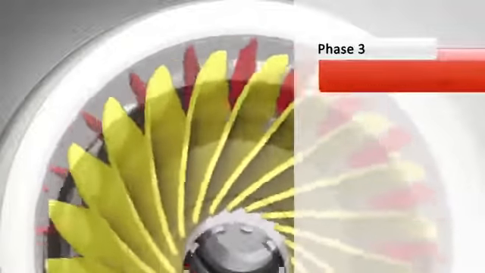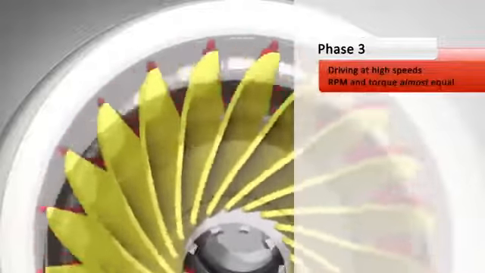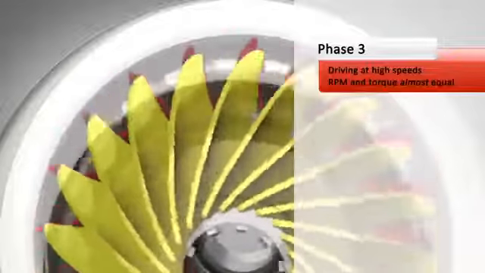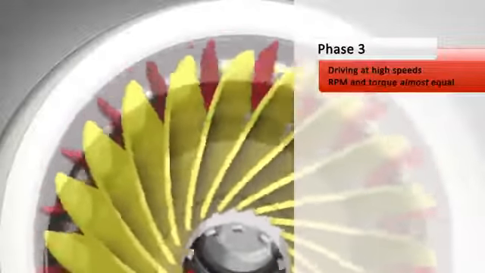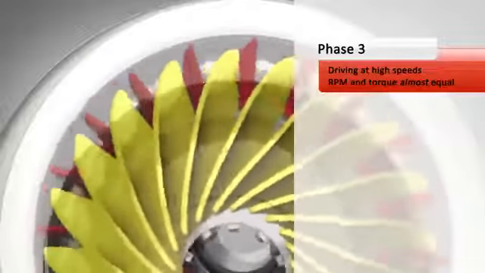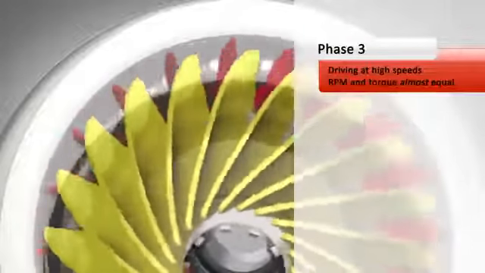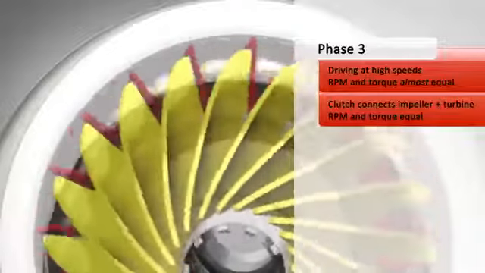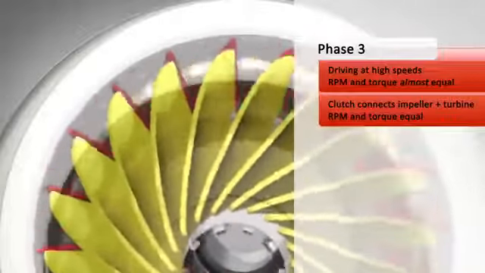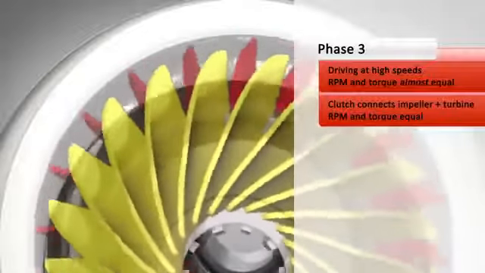The third phase is called coupling. The vehicle moves fast. The turbine has reached approximately 90% of the speed of the impeller, and the torque multiplication has ceased. Now, the torque converter is a simple fluid coupling. Modern vehicles use at this stage of operation a lockup clutch to lock the turbine to the impeller. This eliminates losses associated with fluid drive.